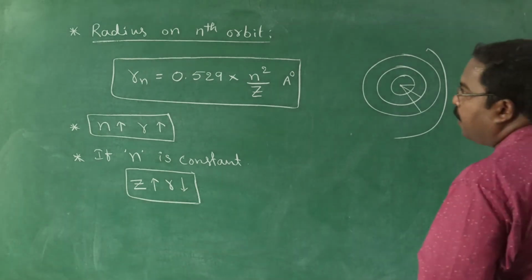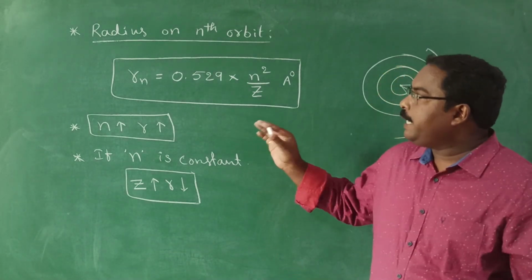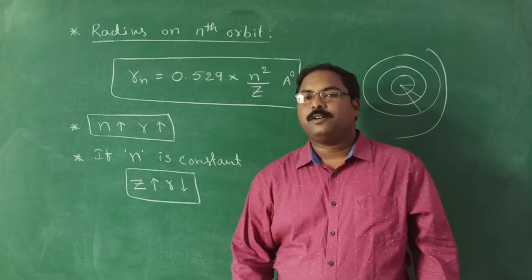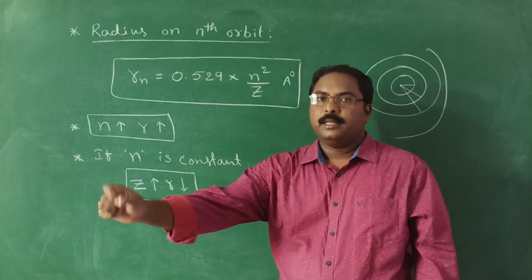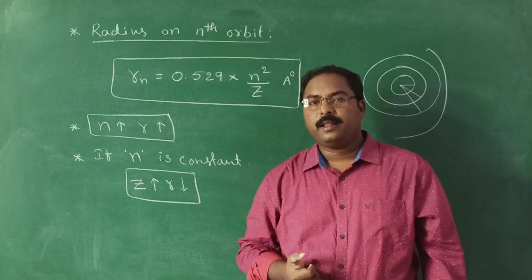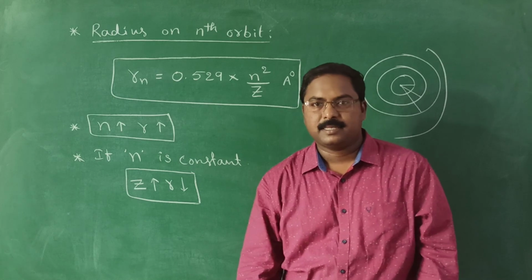Okay. Now after the radius of the orbit, our main concept is the energy of the orbit. How the formula is given and how to calculate the energy of the orbit, we will discuss in the next class. Okay. Thank you.